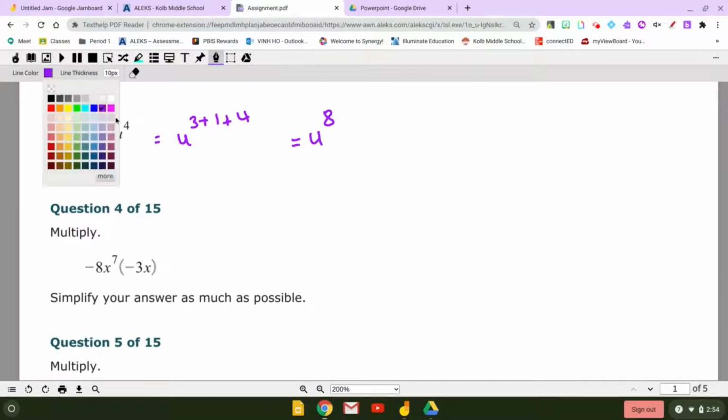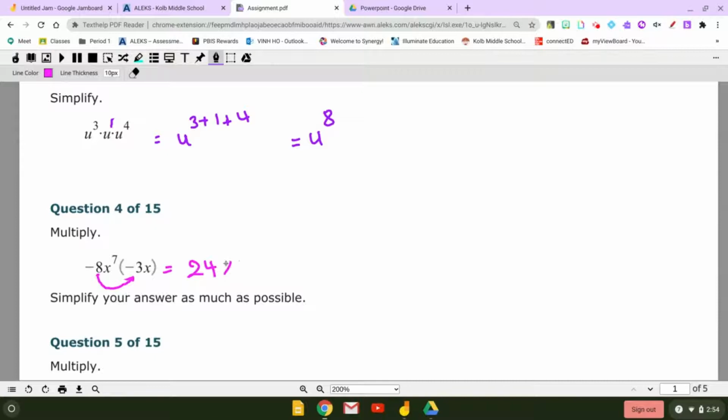All right, problem 4. So we multiply this. Negative 8 times negative 3 is positive 24. x to the 7 times x. As we just learned, if you multiply two exponents with the same base, we keep the base and we add the exponents. So that will be 24x to the 8th power.